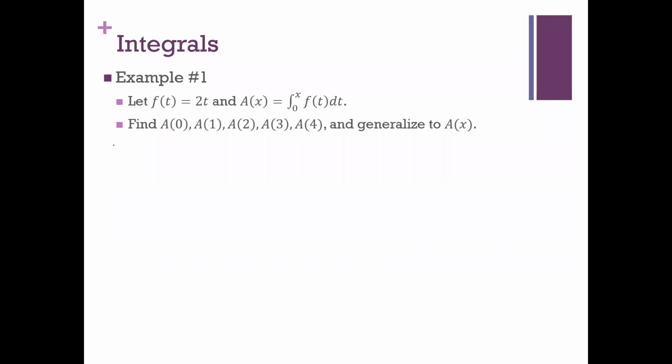But let me write down what A of 0 is going to be defined as. One thing that's going to be useful to pay attention to here is one function is defined in t, the other function is defined as a function of x. So we're going to need to keep those two things separate. So A of 0 is going to be equal to the integral from 0 to 0 of 2t dt.